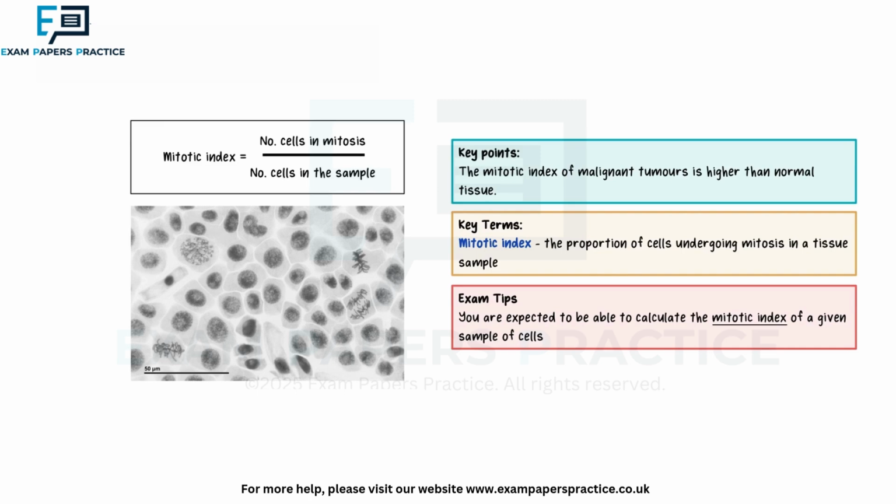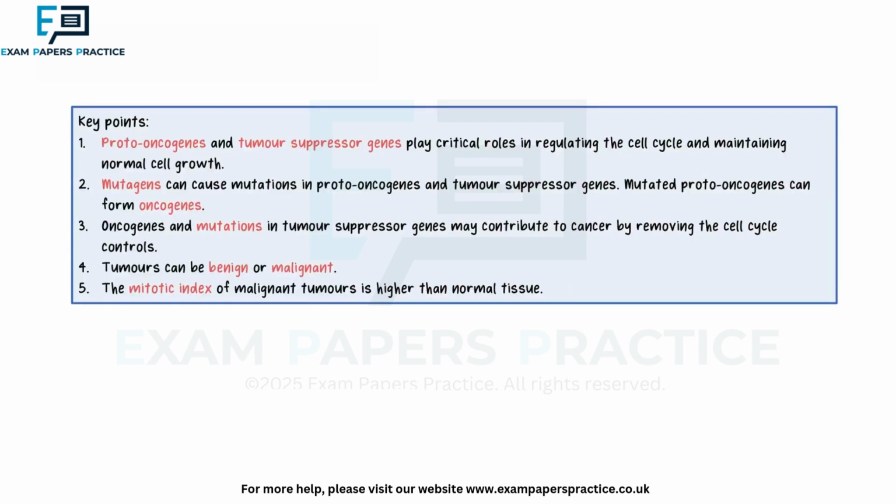You are expected to be able to calculate the mitotic index of a tissue sample. Remember, you can identify which cells are undergoing mitosis by looking for the characteristic appearance of prophase, metaphase, anaphase, and telophase, as well as cytokinesis. Understanding the concepts shown in this video is important because they reveal how disruptions in the process of cell division can lead to cancer, and why precise regulation is crucial for maintaining cellular health.